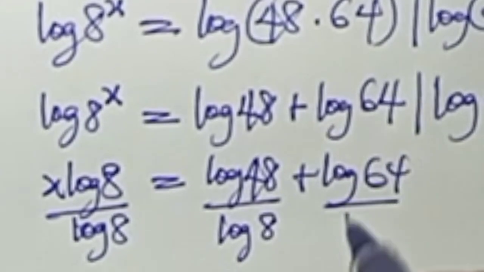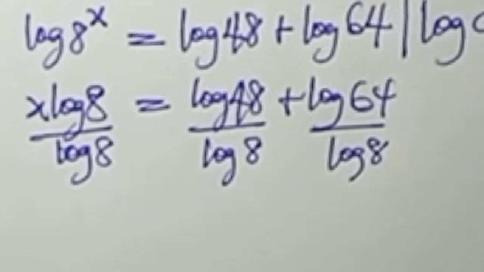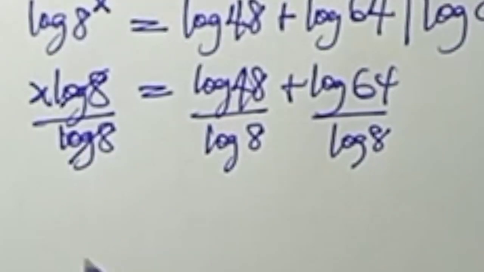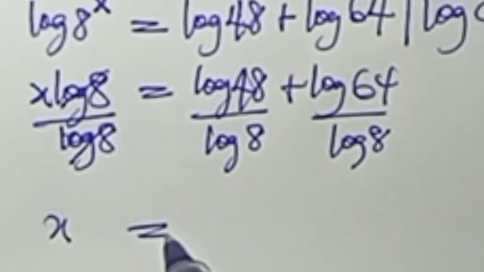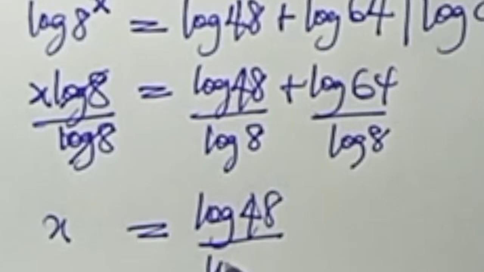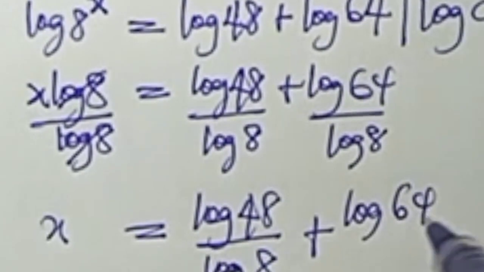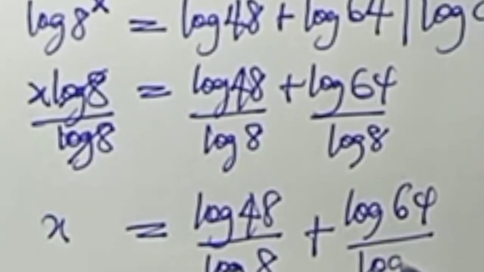At this point, we divide both sides by the coefficient of x, which is log 8, writing x log 8 over log 8 in separate fractions. So here, log 8 cancels log 8. It will be 1, and 1 times x will be x. This equals log 48 over log 8 plus log 64 over log 8.